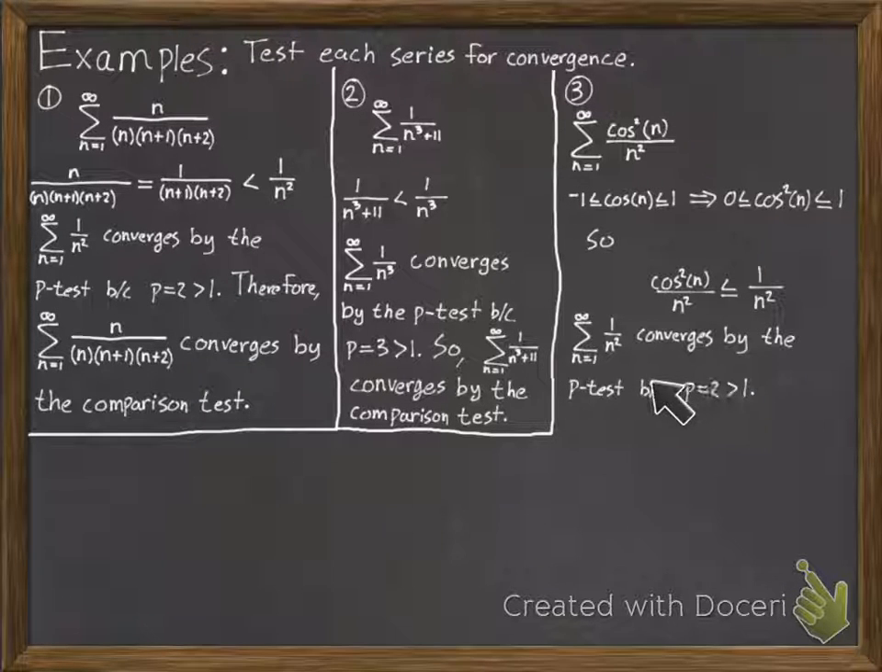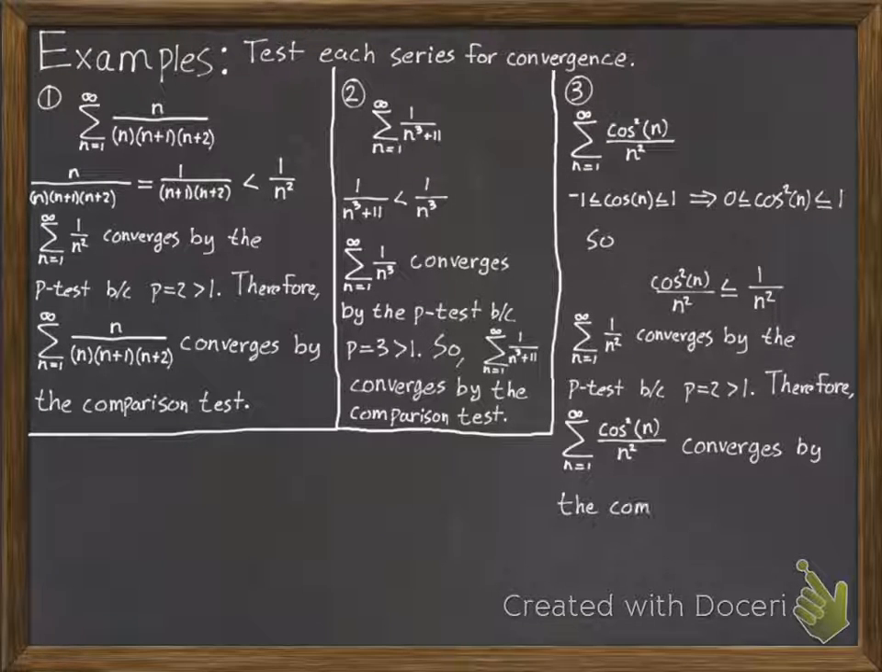Okay. Well, if this series converges, and the series I started with is less than that series up there, that means the series that I started with must also converge. So therefore, that series I started with converges by the comparison test. Okay. In all of these examples, we're taking the series that we're given, and we're trying to say that it's less than some convergent series.